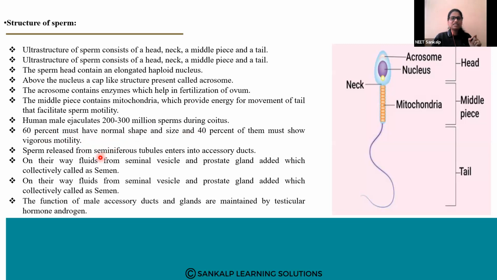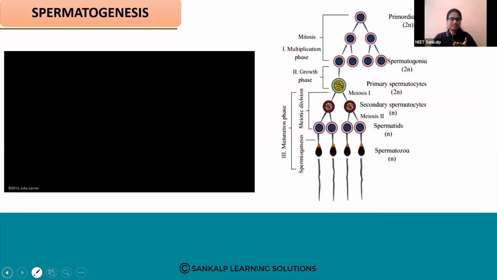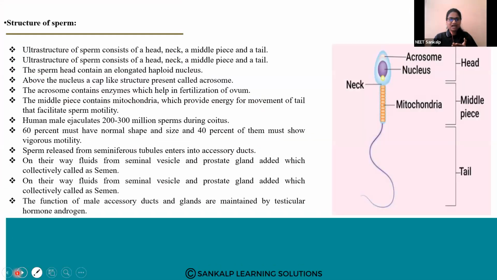So sperm released from the seminiferous tubules enter into the accessory ducts. What are those? This one, the vas deferens and all, the accessory ducts of the male reproductive system. Then after that, on their way, they will get the secretion from the accessory glands. Along with the seminal plasma, the sperms become semen. So semen will be released during sexual intercourse.